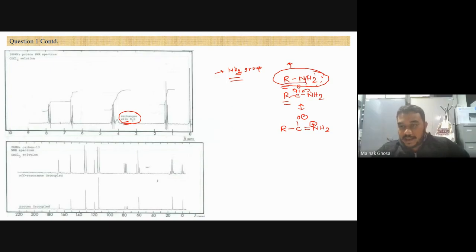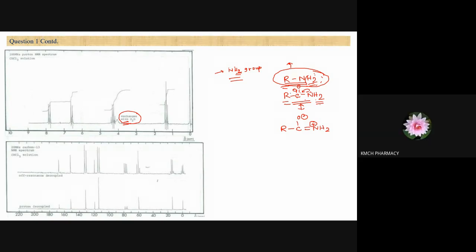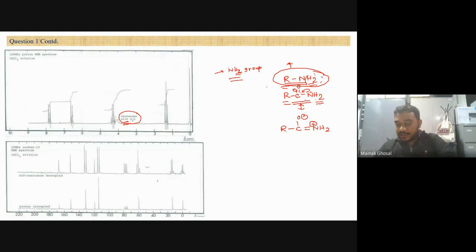So here, one is an amine, another is an amide. If the nitrogen lone pair is involved in conjugation with the carbonyl, then the availability of this hydrogen will be different from this hydrogen, right? So that is what I am saying: an isolated NH2 means it is not attached to any kind of functional group, and the nitrogen lone pair is not involved in conjugation. This gives us an idea of what kind of functional group is present, and one thing is that an isolated NH2 is present in the molecule.